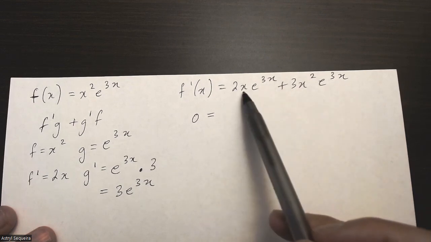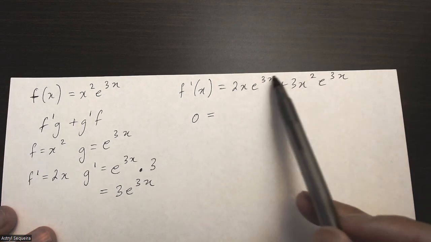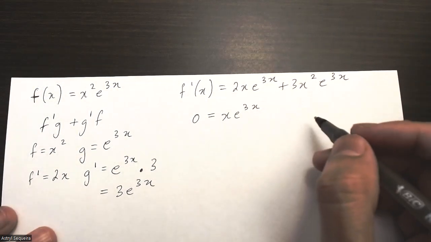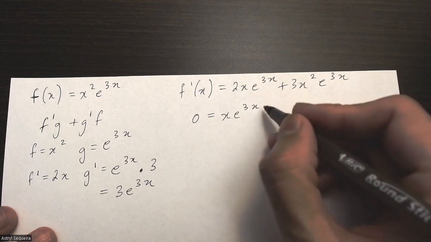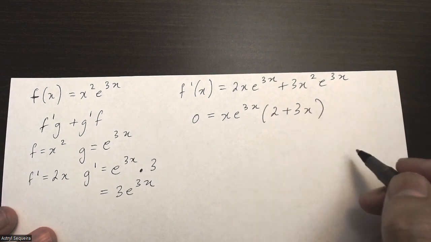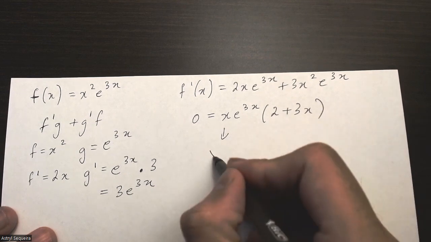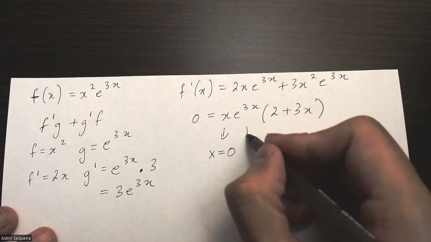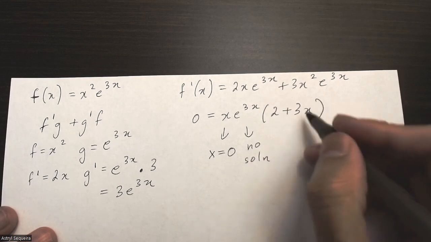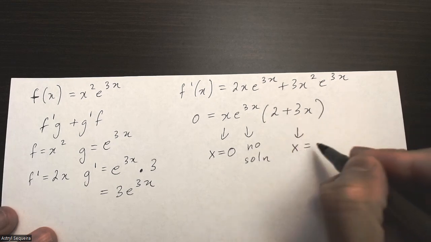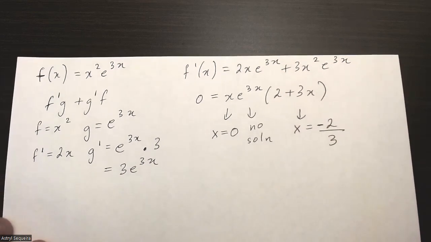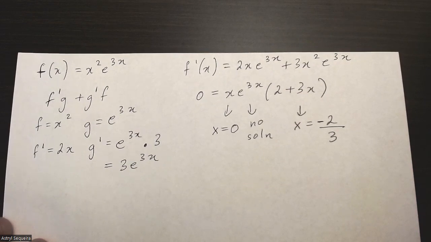So over here, I can common factor out an x, and I can common factor out e to the 3x as well. And I'm left with 2 plus 3x. So now my first critical point here is x equals 0. An e function can never equal 0, so that'll have no solution. And over here, my second solution is negative 2 over 3. So I have two critical points in this function.